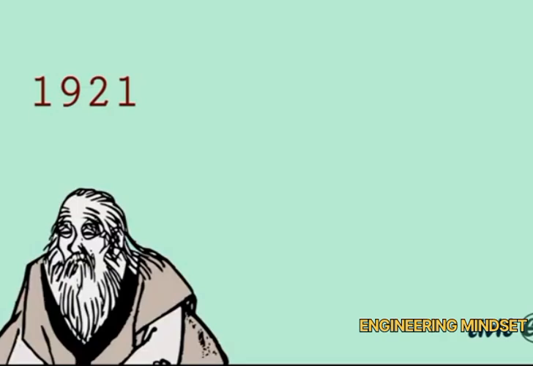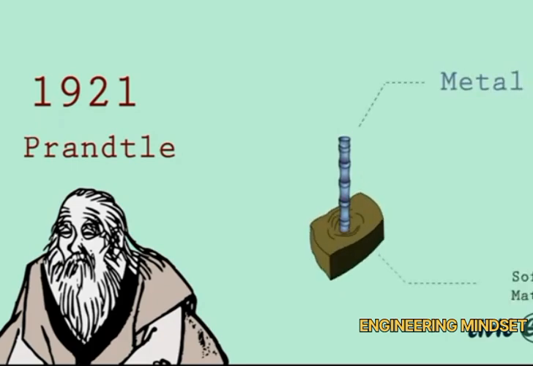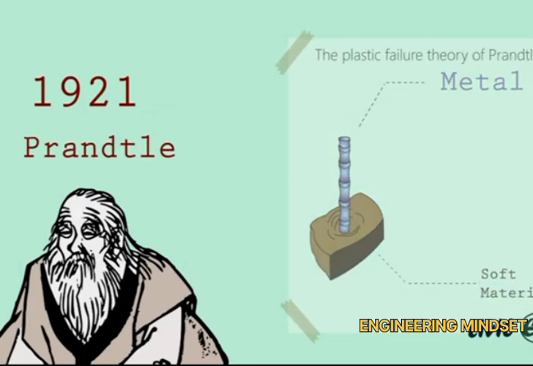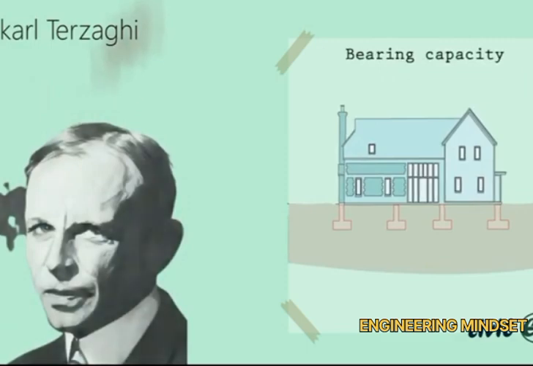In 1921, a scientist by the name of Prandtl published the result of his study on the penetration of hard bodies, such as metal punches, into a soft material. This theory became the base used by another scientist called Terzaghi to determine the ultimate bearing capacity of the soil.